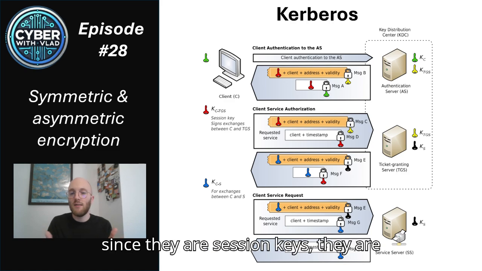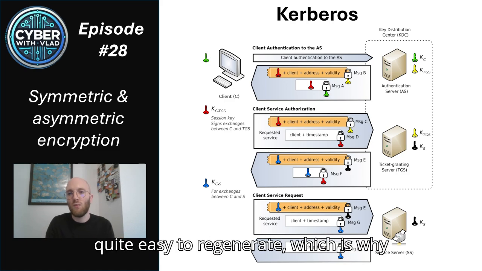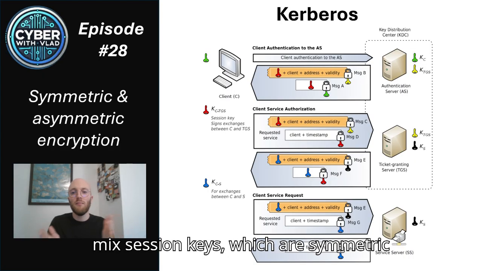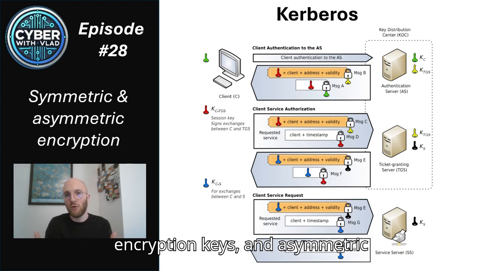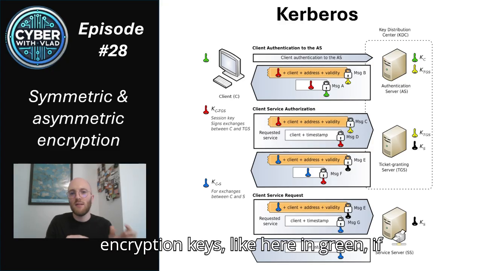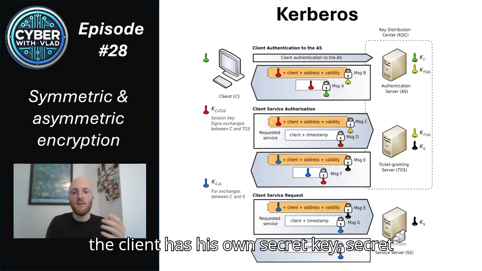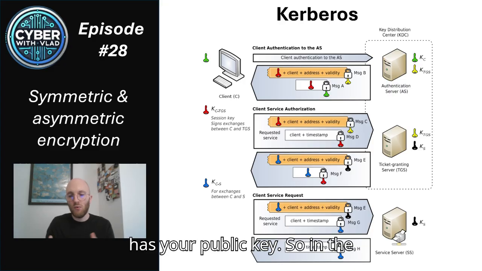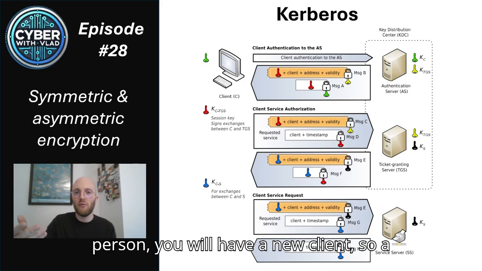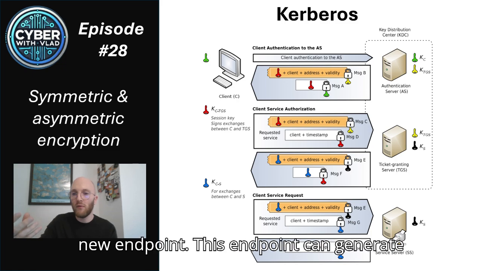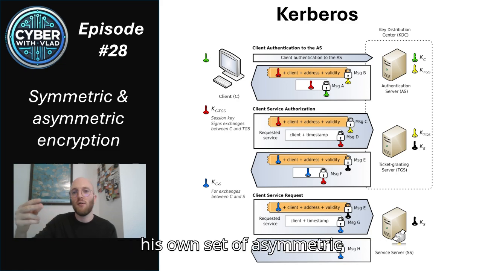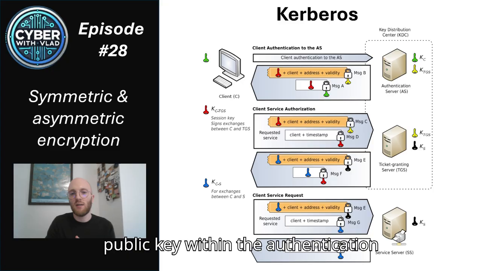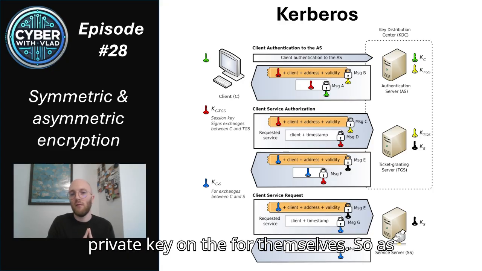Again, since they are session keys, they are quite easy to regenerate, which is why we are using symmetric keys for that. So that's another example of how you can mix session keys, which are symmetric encryption keys, and asymmetric encryption keys, like here in green, where the client has his own secret green key and the authentication server has the public key. So, in the context of, for example, hiring a new person, you will have a new client, so a new endpoint. This endpoint can generate his own set of asymmetric keys. It will register the public key within the authentication server, but they will keep their own private key for themselves.